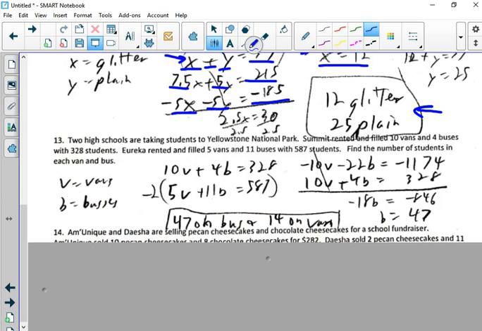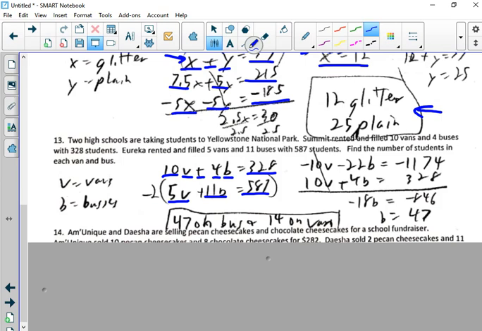Okay, so I use B and D for this one instead of X and Y. I actually went with the letters. This is comparing two situations. Look how easy this is. Just read the line. 10 vans and 4 buses, 328 students. 5 vans, 11 buses, 587 students. This is not a good substitution problem. This is great for elimination.